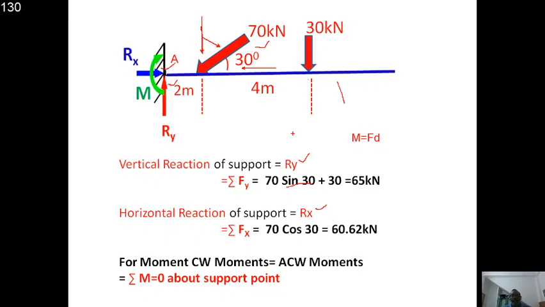Apply the same formula to get the magnitude of the moments due to the applied loads. That should be equal to the moment resistance offered by the support in the opposite direction. If all these forces give a clockwise moment, then the resistance offered by the support should be in the anti-clockwise direction. Hence we take the equation: clockwise moments are equal to anti-clockwise moments.